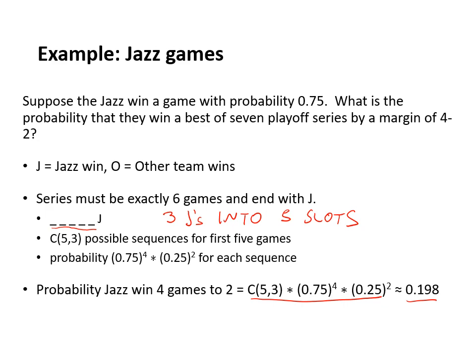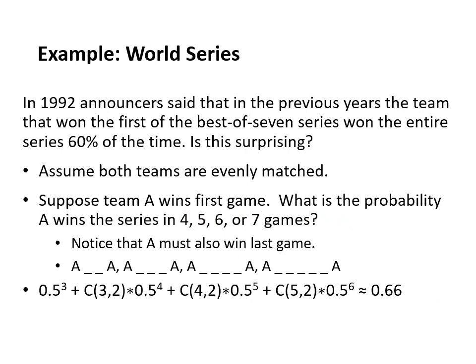Okay, great. Let's look at one more example, and this one involves a World Series. In 1992, announcers said that in the previous years, the team that won the first game of the best of 7 series won the entire series 60% of the time. And the question is, is this surprising or not? Now that we know how to compute Bernoulli trials, we can assess whether this is surprising or not.